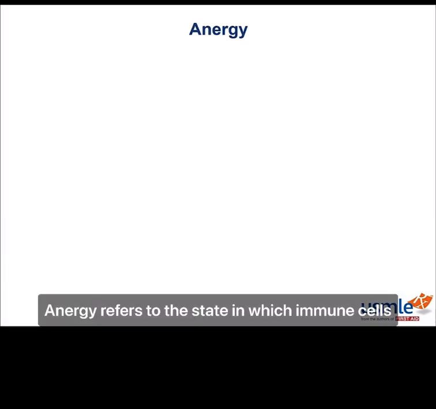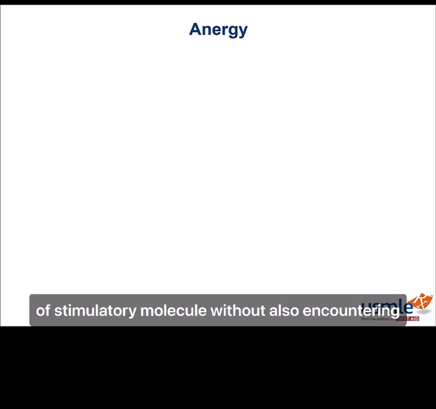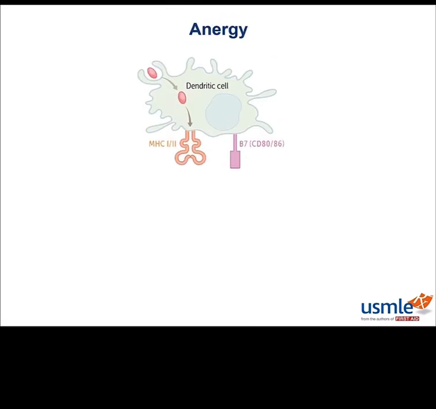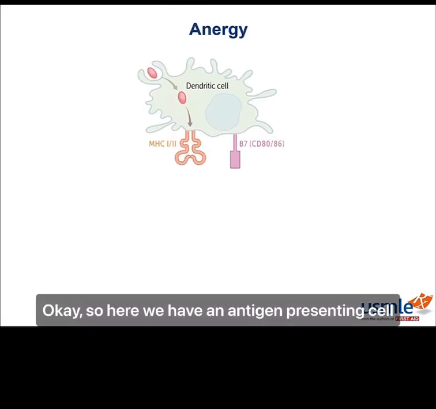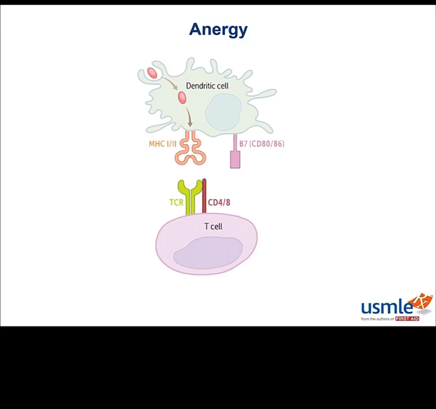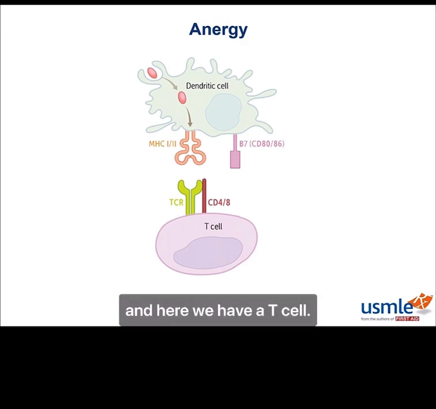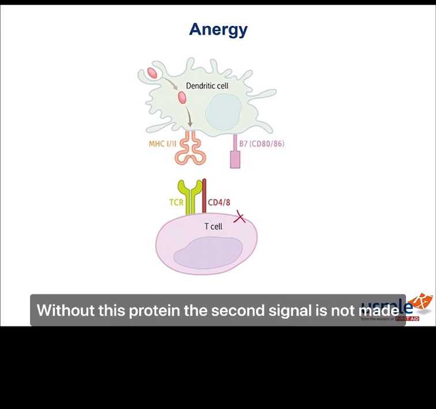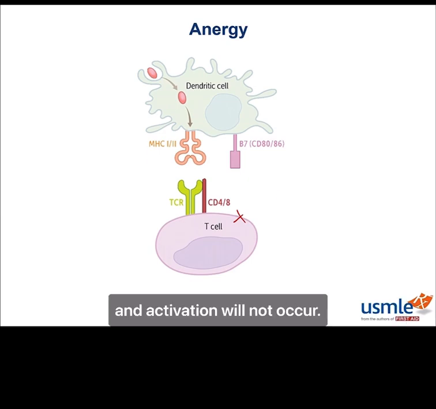Anergy refers to the state in which immune cells become non-reactive after encountering one type of stimulatory molecule without also encountering the appropriate co-stimulator. What? Okay, so here we have an antigen-presenting cell, and here we have a T cell. But notice that this T cell is lacking its surface protein. Without this protein, the second signal is not made, and activation will not occur.